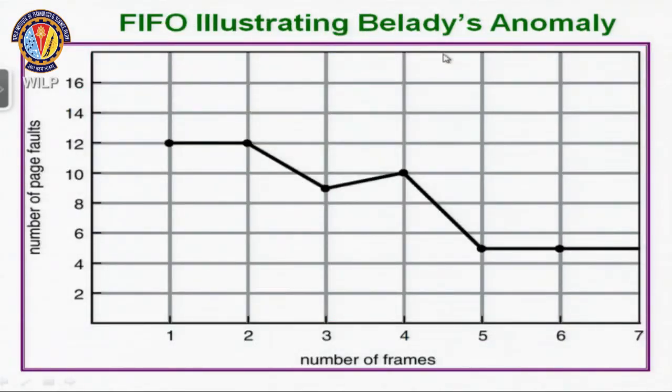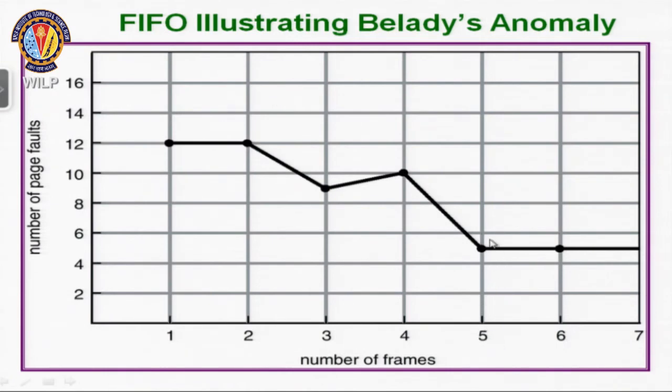So this is a graphical representation of the Belady anomaly. With a single frame, since there is only one frame, the number of page faults in the case of FIFO, or for that matter in any algorithm, is going to be equal to the number of references in the reference string. With 2 frames it remains more or less the same, 12 page faults. With 3 we found that it reduced to 9. With 4 we found it became 10.